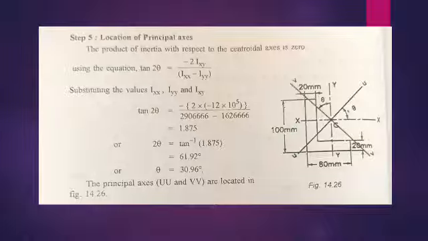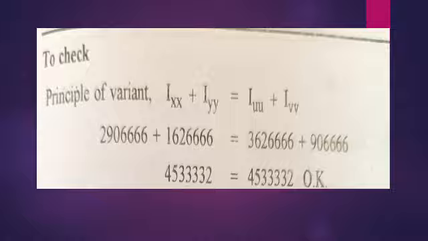Then finally we have to check whether the answer is correct or not. The check is Ixx plus Iyy value must be equal to Iuu plus Ivv value. Already we found Ixx, Iyy, Iuu and Ivv. Then check it. If both sides the values are equal, then your answer is right. If it is wrong, you have to recheck each step and find the error. Then rectify it and complete the problem.